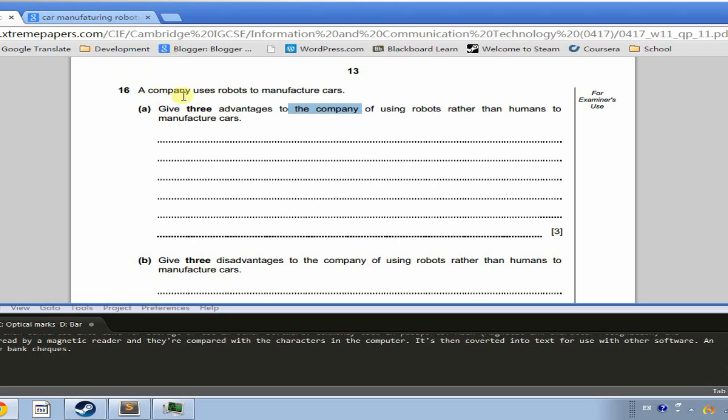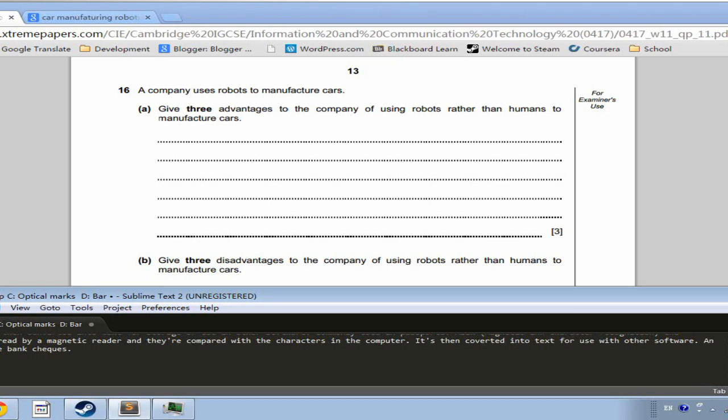So the first thing we have to be very clear on here is that we're talking about the company. If you just throw out some general advantages of robots, some of them are going to be true, but we need to focus on the company rather than in general. So you will lose marks if it's not focused on the company. So be specific and also focus on manufacturing as well. Humans are great, they're very useful, can be quite creative, but when it comes to certain tasks, we tend to be less precise than robots.